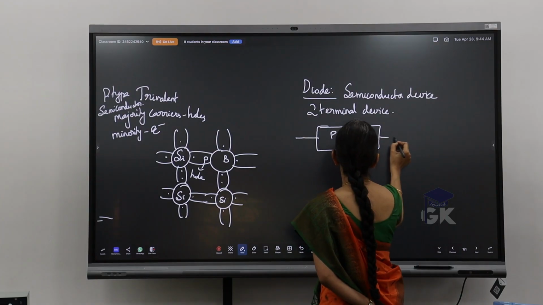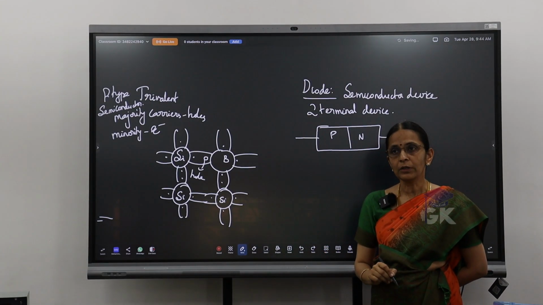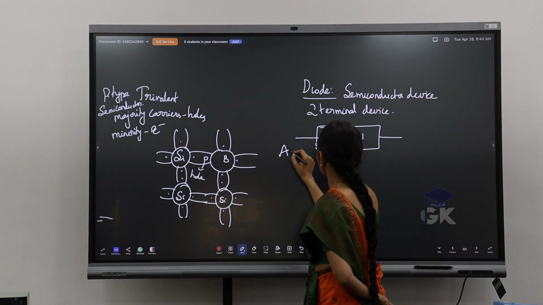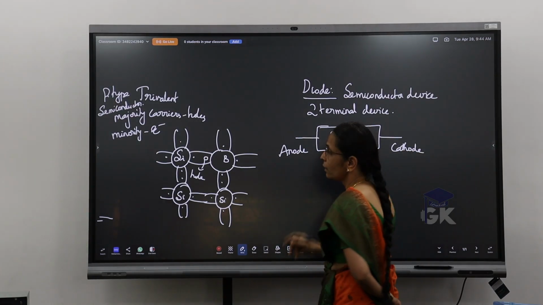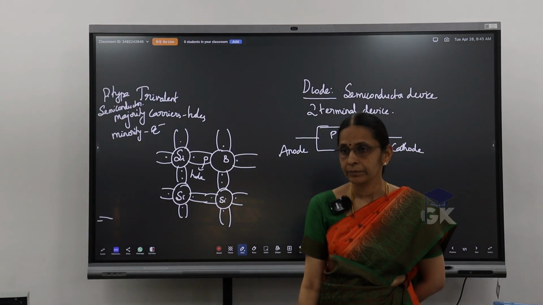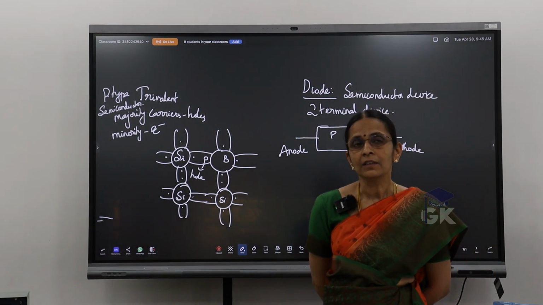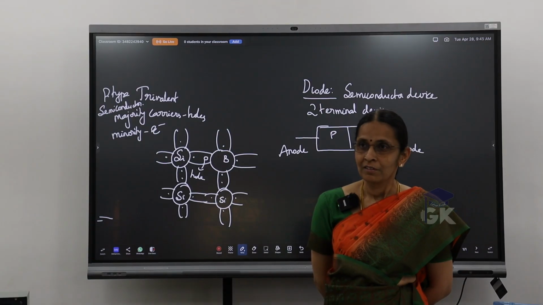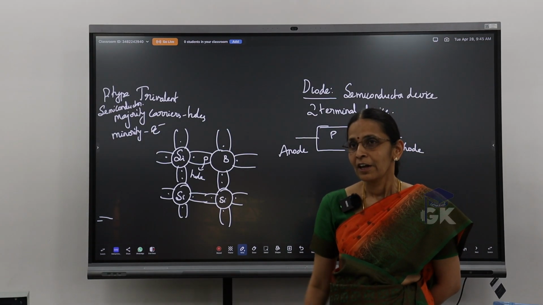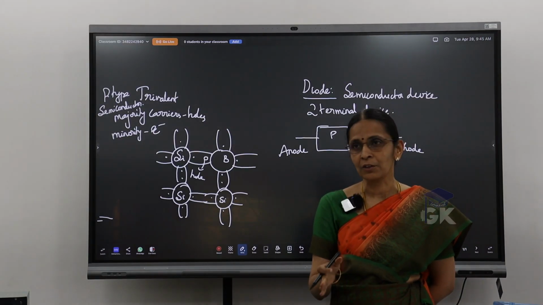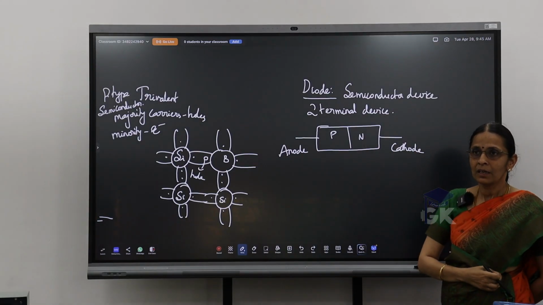Now this has got 2 terminals. What are the terminals of the diode termed as? Anode and cathode. So anode is P side and cathode is your N side. Always, even in interviews, we have seen people telling what are the terminals of the diode? Positive, negative. Please don't entertain that answer. Even if your students give that answer, please, it's wrong. It should be termed as anode and cathode. So P side is my anode and N side is going to be my cathode.